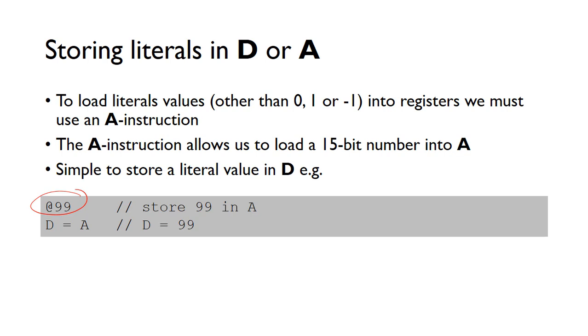If you want to store a literal value in D, you just have to use A as a buffer. First store the value in A, and then do D equals A. Whatever value is currently in A will be copied to D.